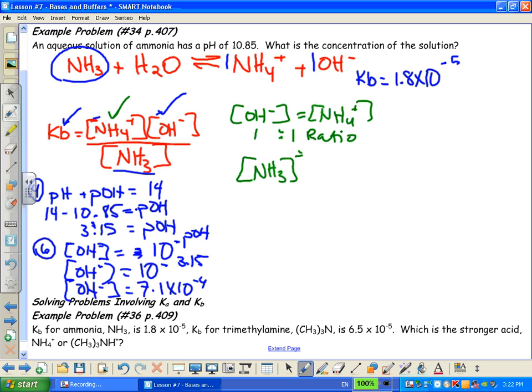NH3 is equal to NH4 times our OH, and now that's going to be divided by our Kb. So now it's just a matter of substituting our values in so we can get the ammonia.